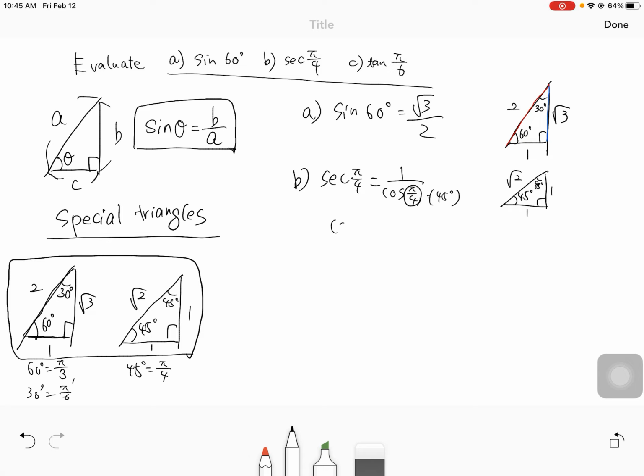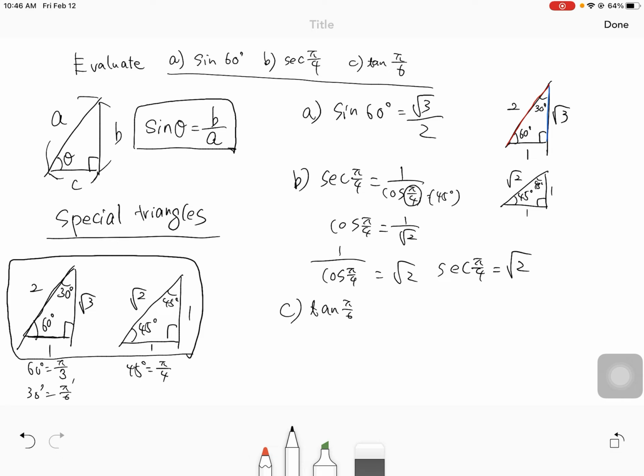Then you know how to find the cosine value. Cosine pi over 4 is equivalent to 1 over square root of 2. Then 1 over cosine pi over 4 is square root of 2. That's why secant pi over 4 is equal to square root of 2. Then one more question.